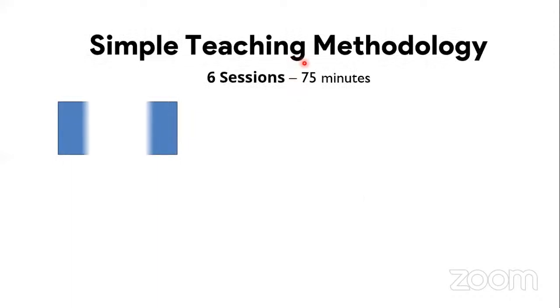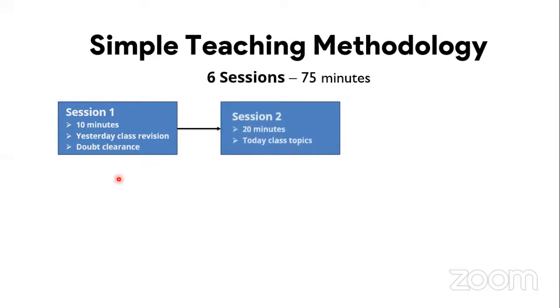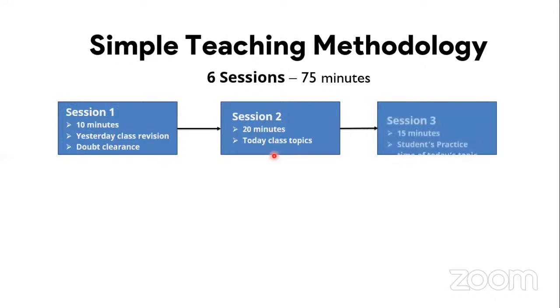Simple learning methodology means that once you join the full course, every day the classes will be around 75 minutes. It consists of 6 sessions. The first session will be 10 minutes. Here you can revise yesterday's class, whatever you have asked or learned. It will be like a doubt clearance session, which is followed by session 2, about 20 minutes. Here you can learn today's class topics, and then comes the 15 minutes third session.